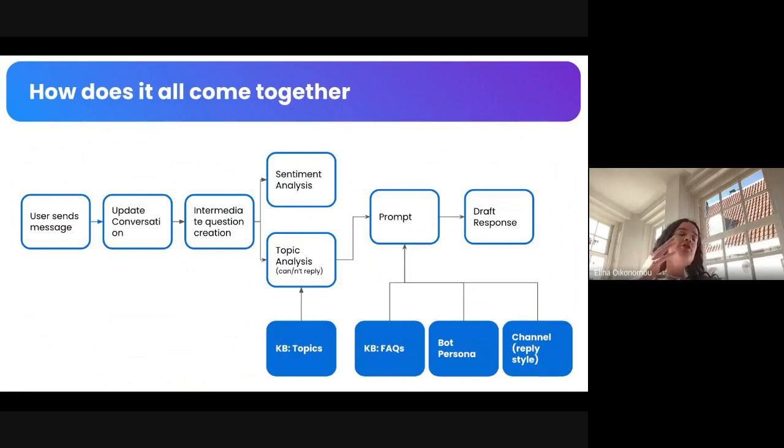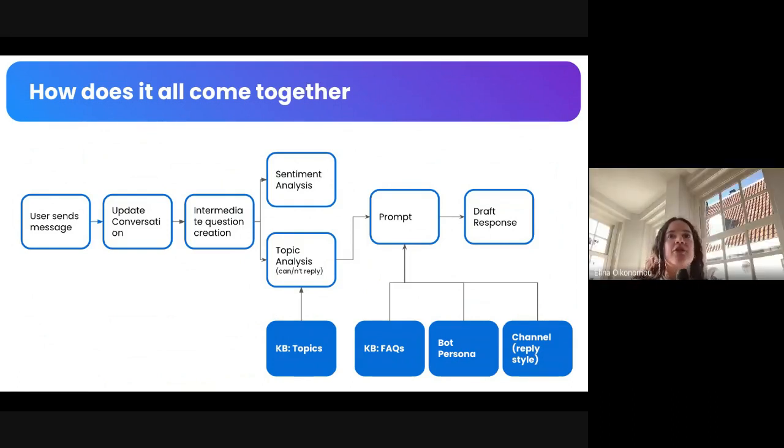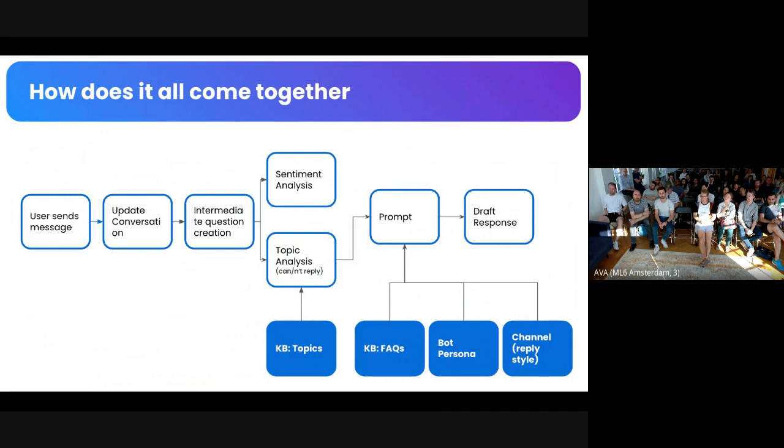For example, if the user asks, okay, what are the subscriptions that you offer? And then the second question is, which one is the best? This doesn't have a lot of context, so it won't match really nicely with our knowledge base. But in this step, the question will be rewritten as which subscription is the best. So it will have the context.